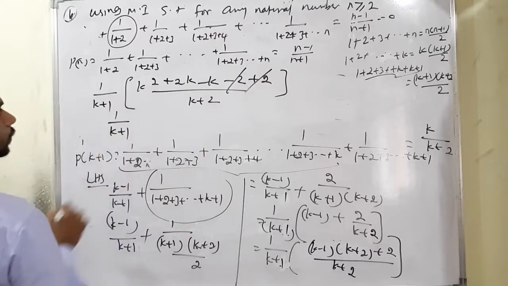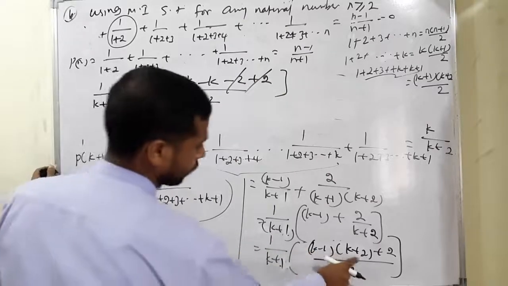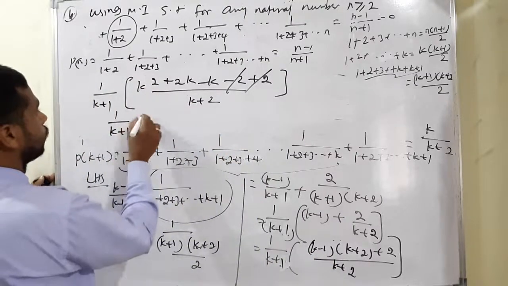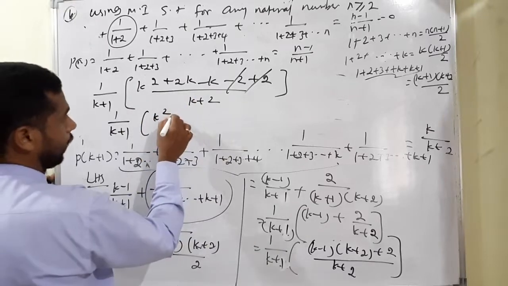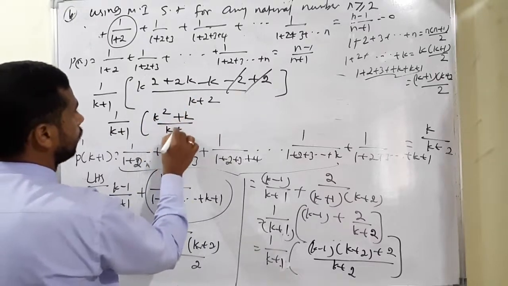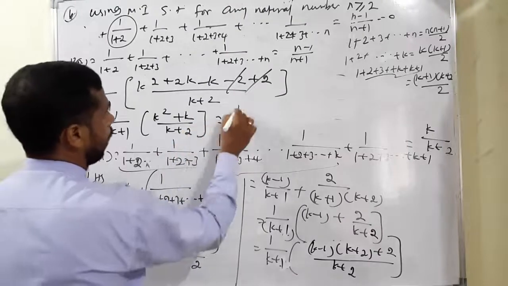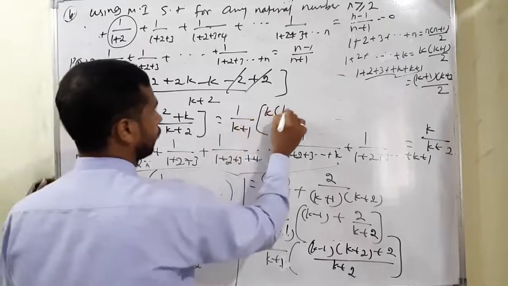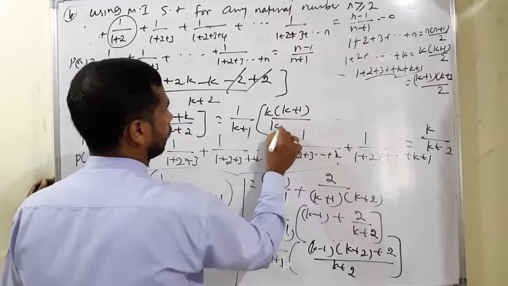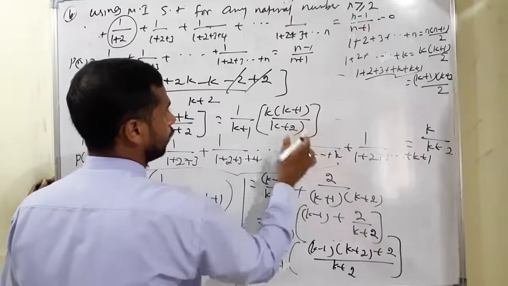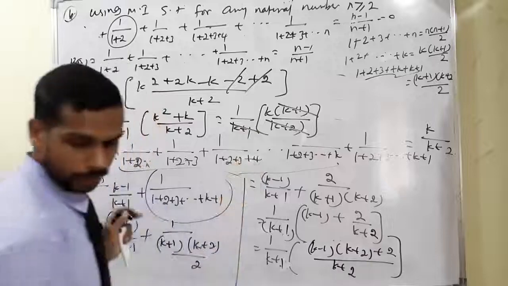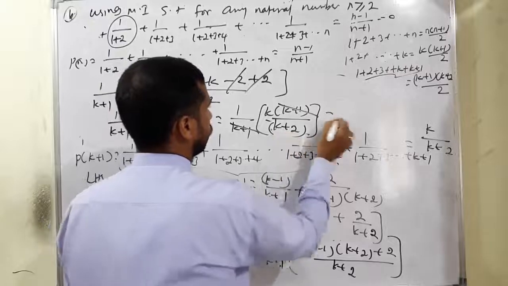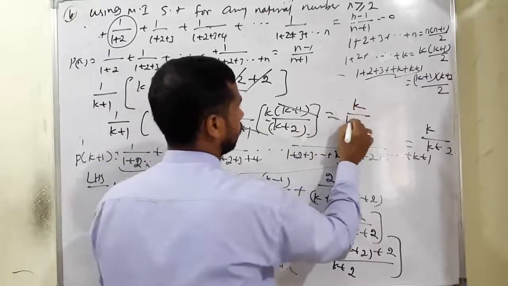One by k plus 1, so k square plus 2k minus k. Therefore 1 by k plus 1, then k square, 2k minus k means only k will come, divided by k plus 2. Next, taking common outside 1 by k plus 1, then inside take k common, definitely k plus 1 divided by k plus 2. Again what will happen? k plus 1 cancel. This is as it is, k plus 2. Therefore after cancellation, the balance is k by k plus 2.